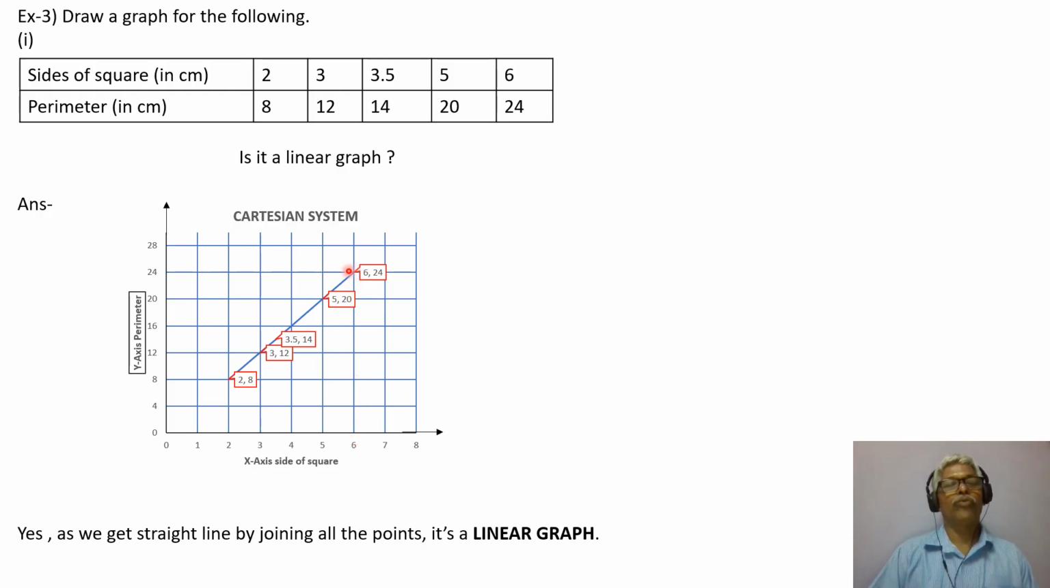is 24. When we join all these points, we see that they lie on a straight line. So yes, we have to answer this part. Yes, as we get a straight line by joining all the points, it's a linear graph. So, got it? We go ahead to the second one.